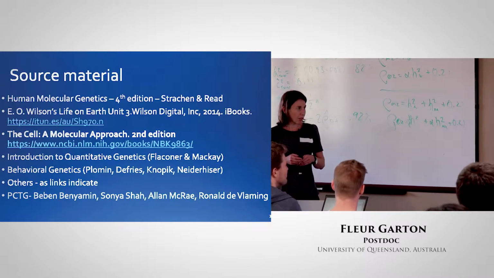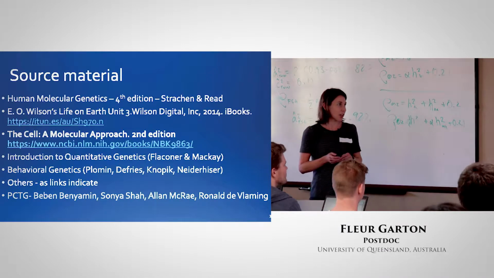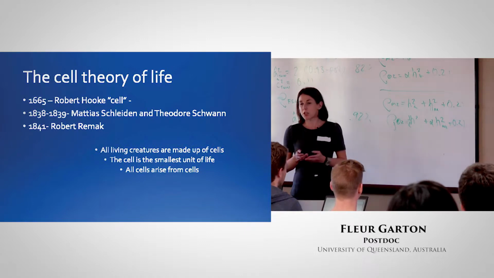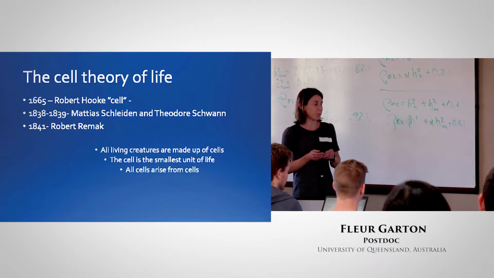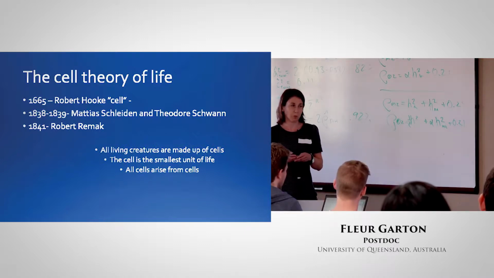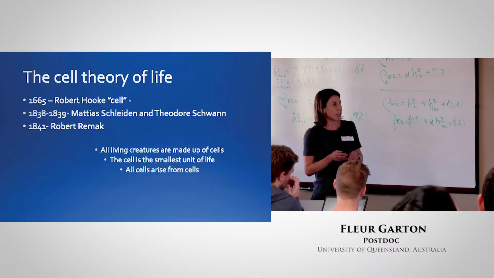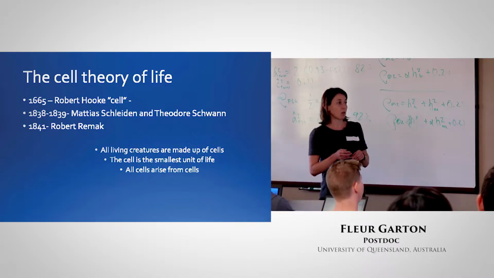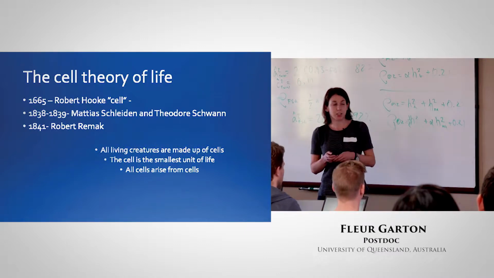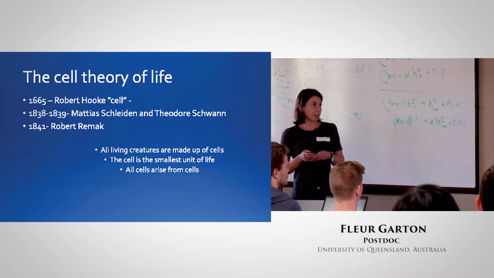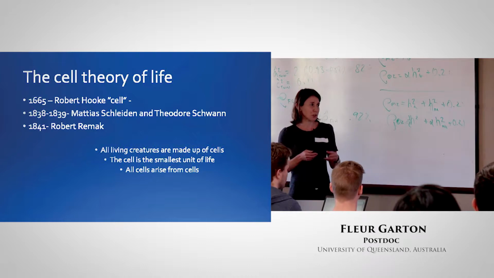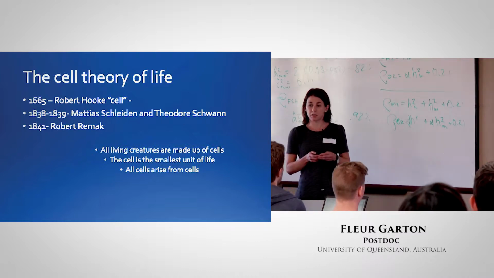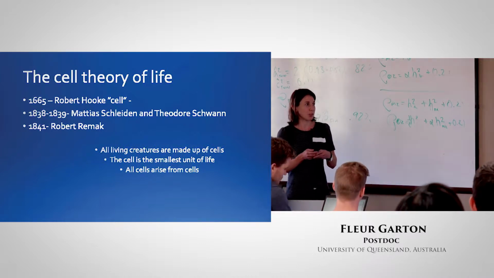I'll just start with the cell theory of life. In 1665, Robert Hooke was looking under a microscope and he defined the term cell. This comes from the word cella, which is Latin for a small room or with walls. Then in 1838 and 1839, Schleiden and Schwann defined the two theories that all living creatures are made up of cells, and the cell is the smallest unit of life. It's a bit controversial who came up with the third, that all cells arise from cells, but I think Robert Remak is the earliest that can be determined.